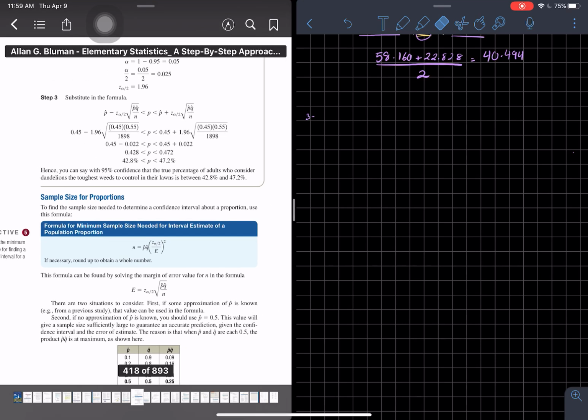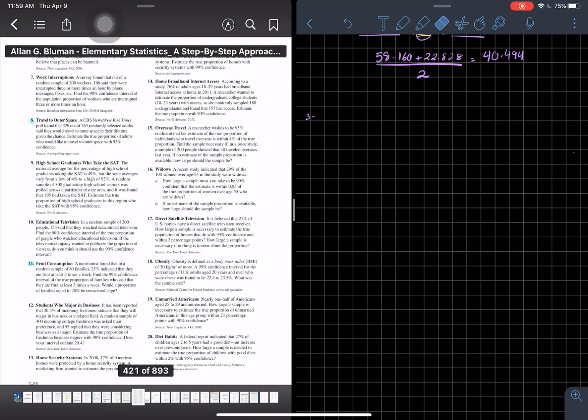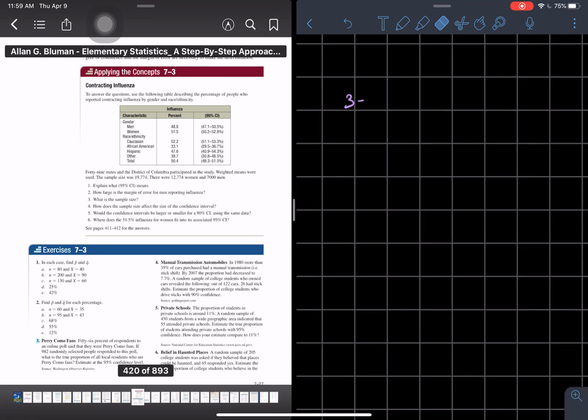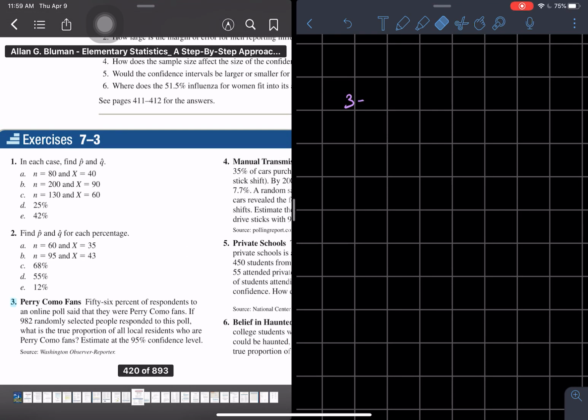Hey guys, this is number 3 from section 7.3 in the Bluman ninth edition book. Here we're doing another interval section. However, this time we don't have the interval where we're estimating the true mean. Rather, here we're estimating the true proportion.